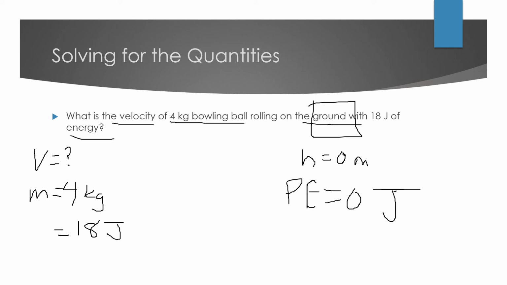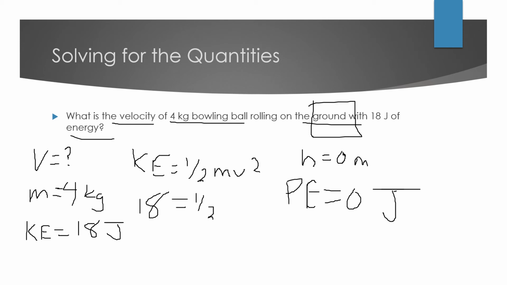So if the potential energy is 0, this has got to be the kinetic energy. So this is really simple. KE equals 1/2 mv squared. 18 equals 1/2 times 4 times v squared. We solve it out. V equals 3. Half of 4 is 2, divide by 2, 9 equals v squared, square root that, 3.